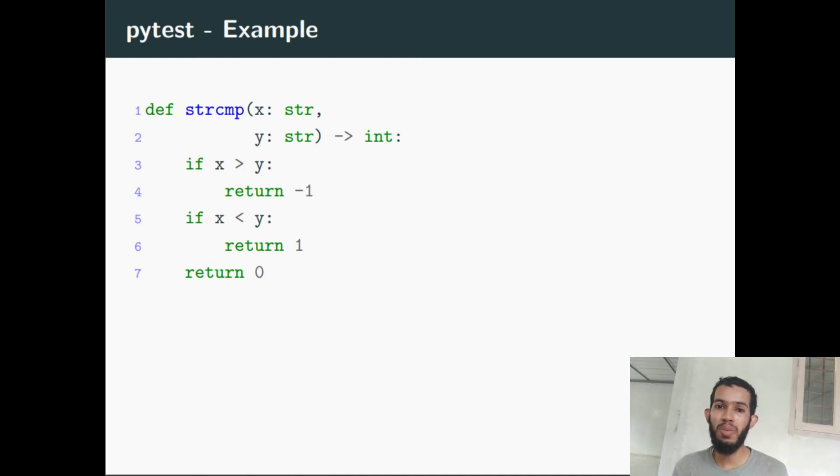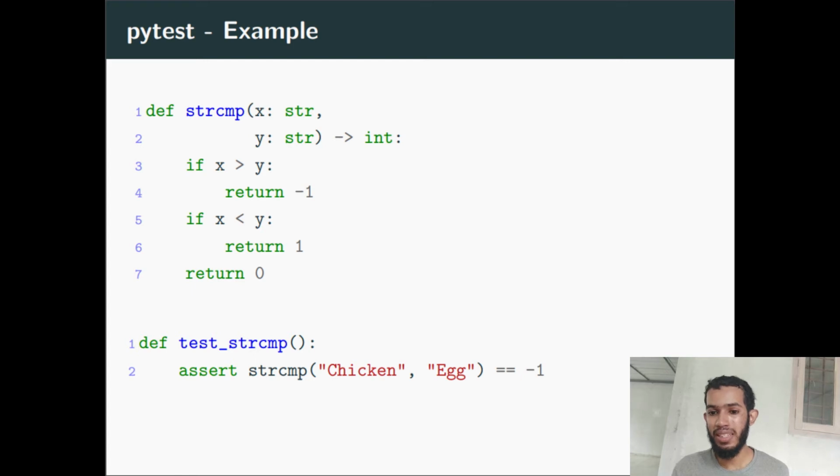For this example, I'm using pytest, and I have a similar function strcmp as earlier, which accepts two arguments x and y, two strings, and I expect it to return -1 when x is less than y, 1 if x is greater than y, and 0 if both x and y have the same values. So I will have written a test like this. I passed chicken and egg as the values of x and y to strcmp, and of course I mean for these arguments to return -1, because that's how it is supposed to work.